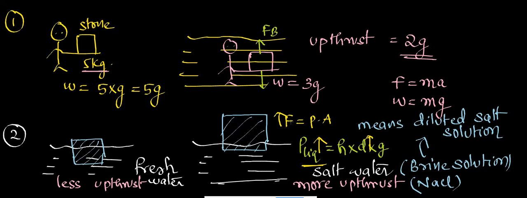So why do we see more volume of the ice cube outside in the case of salt water? Because buoyant force is applied in the upward direction, and this force is more. So it will push the body outside more. Clear?